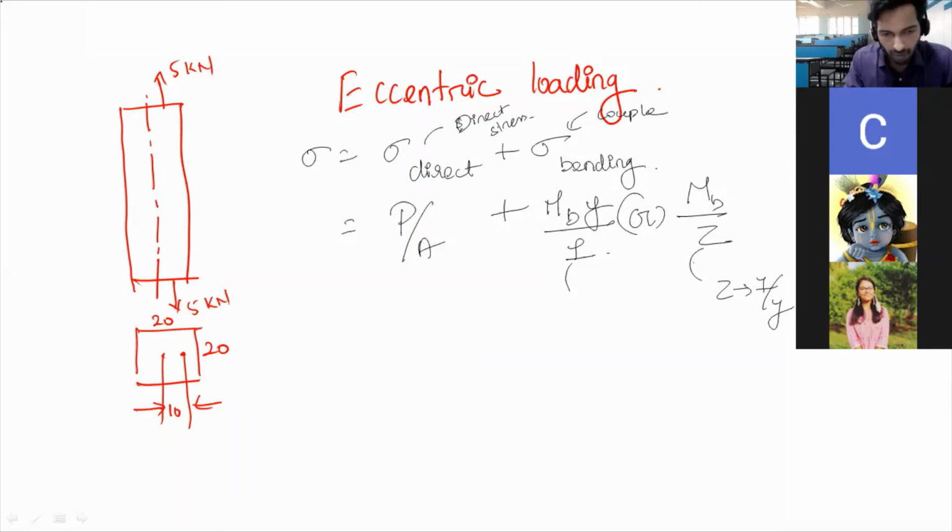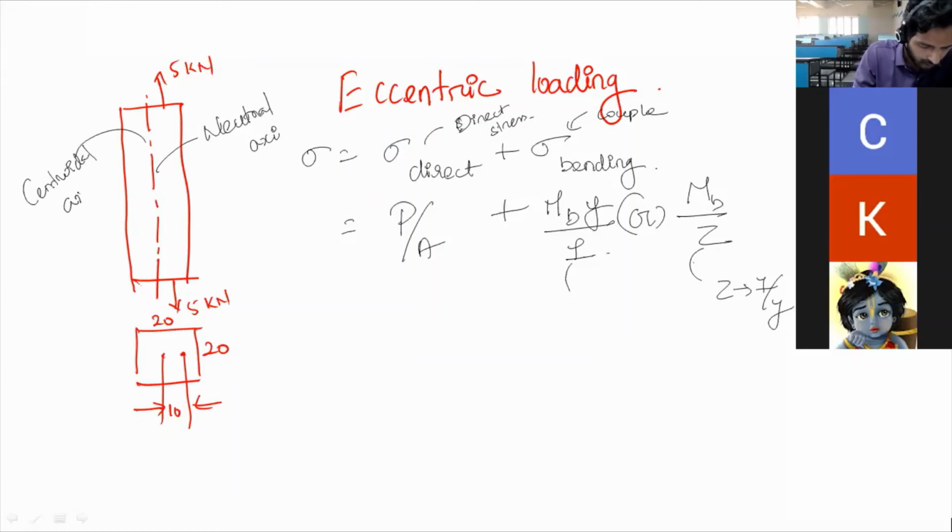My next question will be, what is the neutral axis? Is the neutral axis and the centroidal axis all the same? In this case, of course, the neutral axis is this, and also it is the centroidal axis. Bending is 0. So here both are the same, neutral axis and centroidal axis.